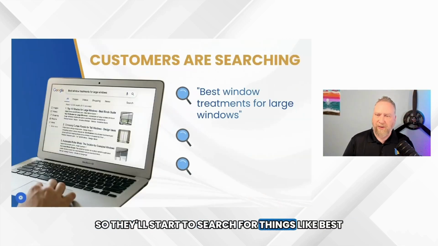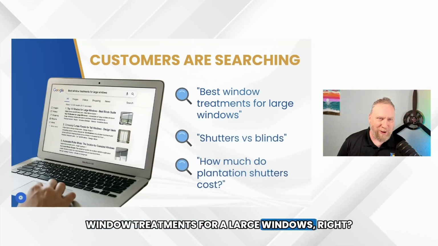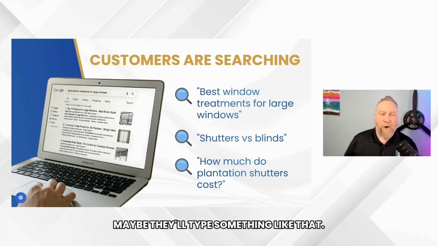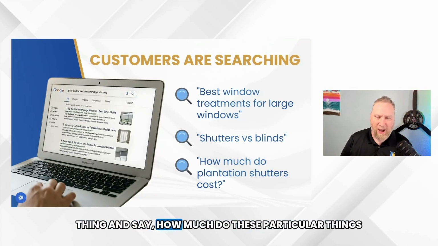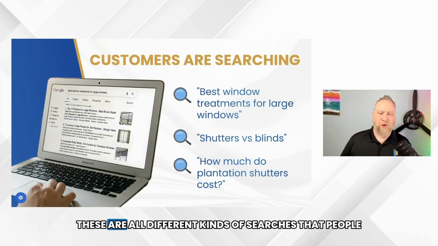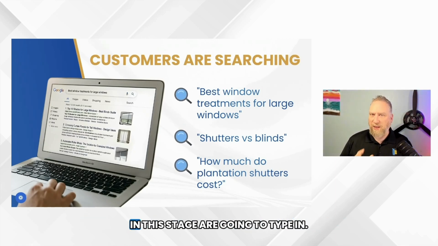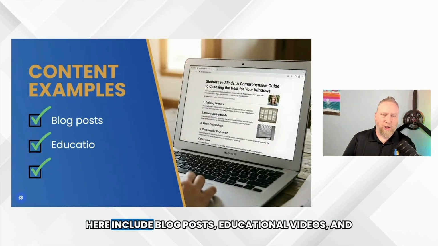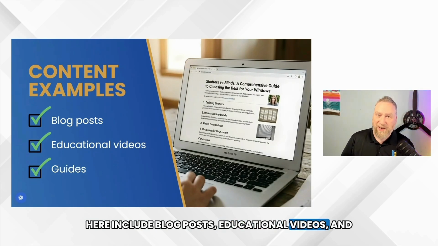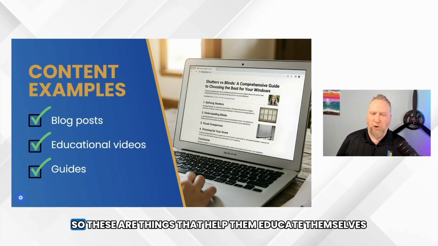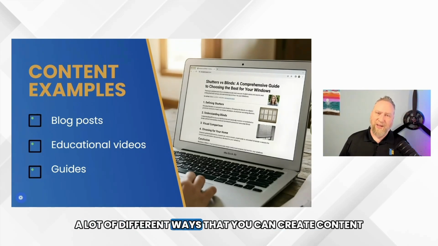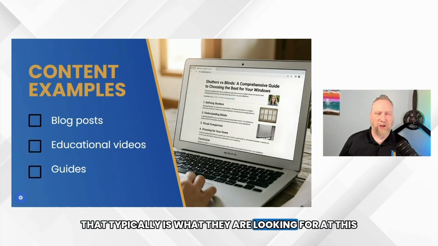So they'll start to search for things like best window treatments for large windows, right? Shutters, what's the difference between shutters and blinds? Maybe they'll type something like that. Or maybe they'll just dive straight into the price thing and say, how much do these particular things cost? These are all different kinds of searches that people in this stage are going to type in. Now, content examples of things that we can create here include blog posts, educational videos, and downloadable guides. So these are things that help them educate themselves more about what the potential outcome could be for their project. A lot of different ways that you can create content that typically is what they are looking for at this particular stage.